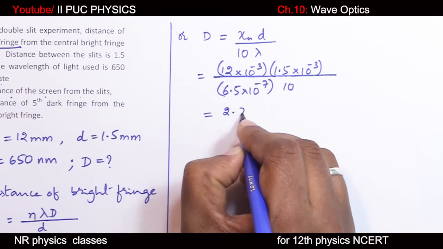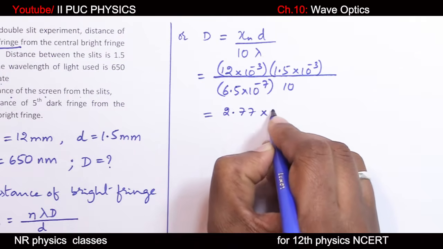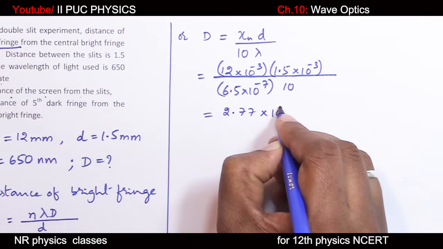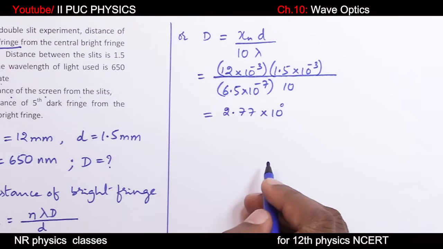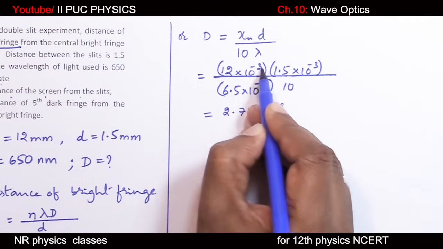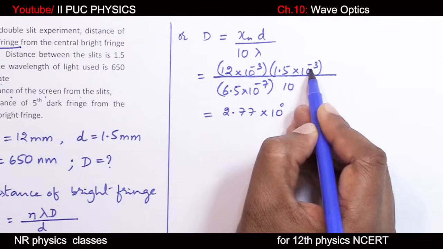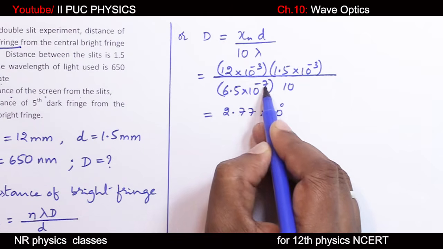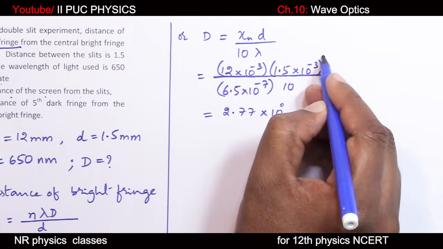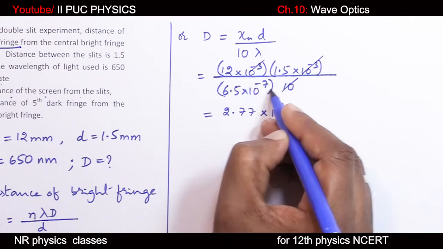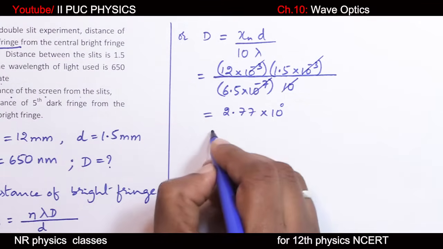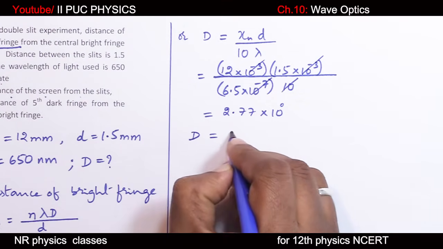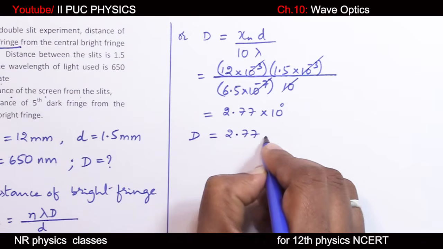It is approximately 2.77 into 10 power 0. See here, 10 power minus 3 is minus 3 and 10 into 10 power minus 7 is 10 power minus 6, so this cancels. So it is 10 power 0. So capital D is 2.77 meter. Okay.